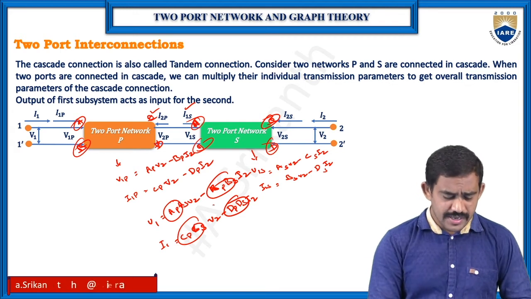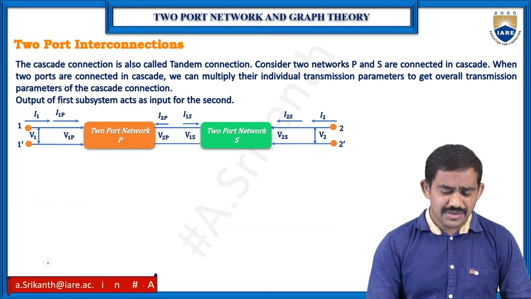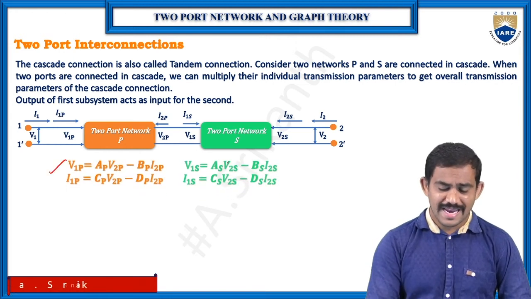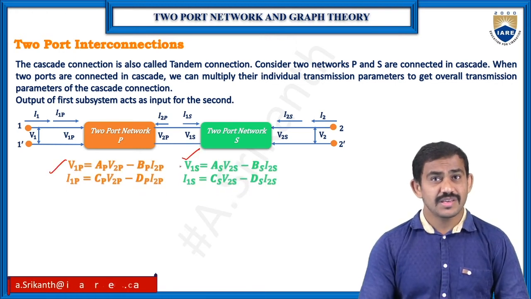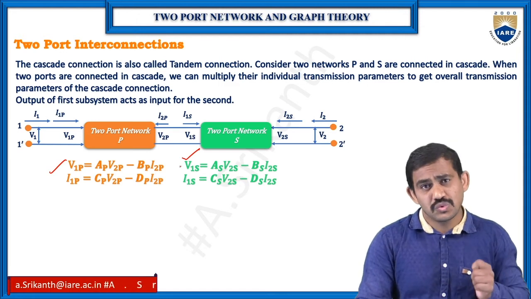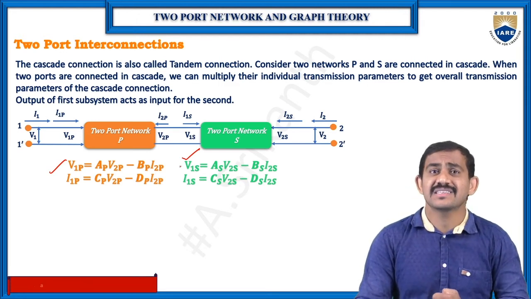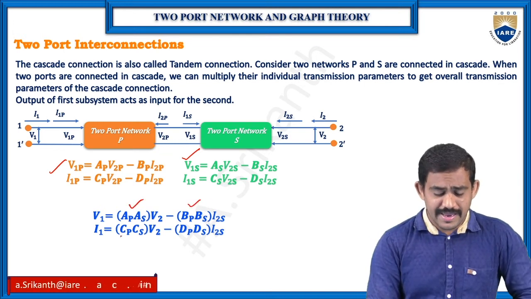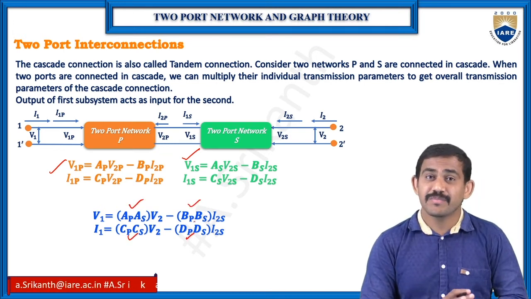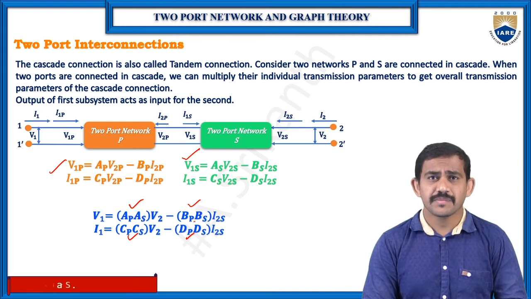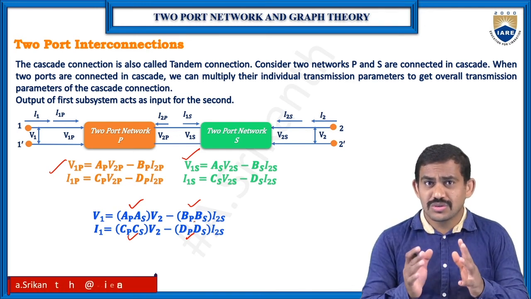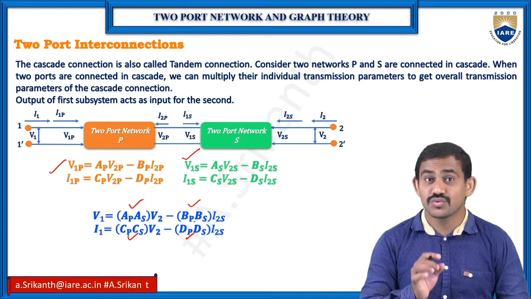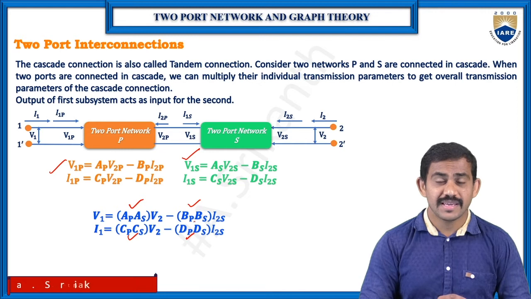Okay, we'll check it now. Here we have the P network and S network connected in cascade. So for the P network's values and the S network's values, the equivalent value when two-port networks are connected in cascade is obtained by multiplying those A, B, C, D transmission parameter values. So when two networks are connected in cascade, we need to multiply those values.